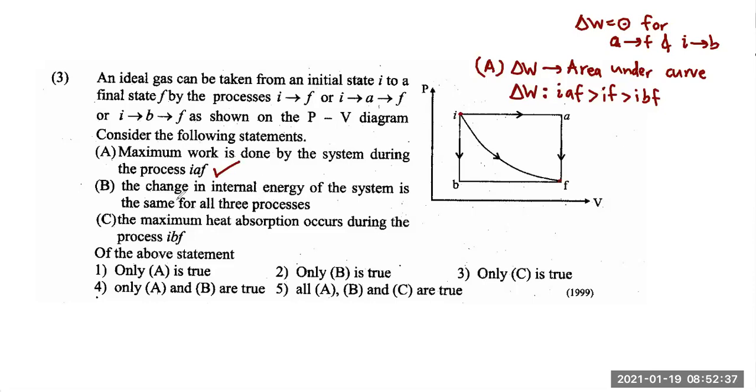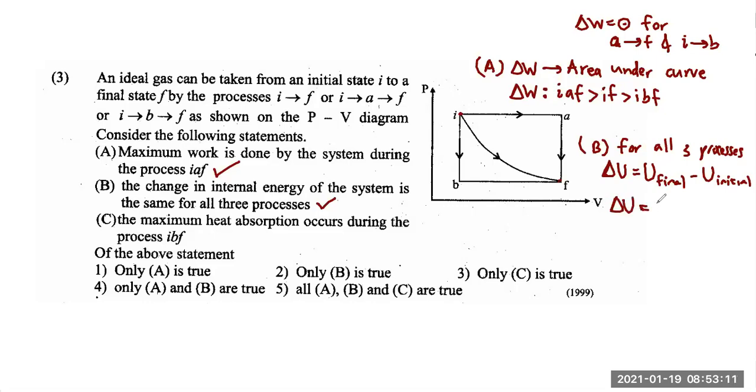The change in internal energy of the system is the same for all three processes. That's correct. Why is that? Explaining statement B, the change in internal energy is going to be the same for all three processes. If you want to find the change in internal energy, it should be internal energy final minus internal energy initial, that is UF minus UI. For all three processes, you start at I and finish at F. So that is also correct.